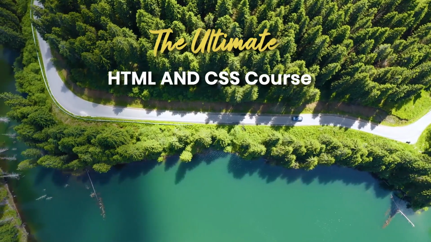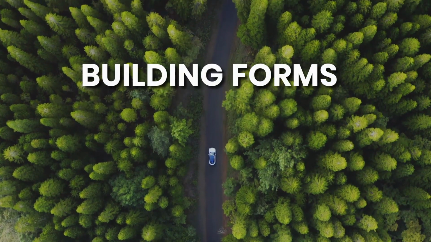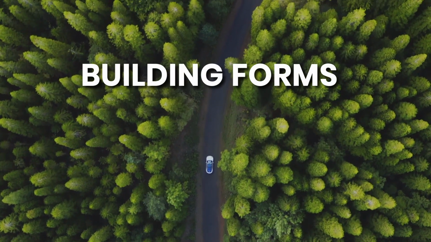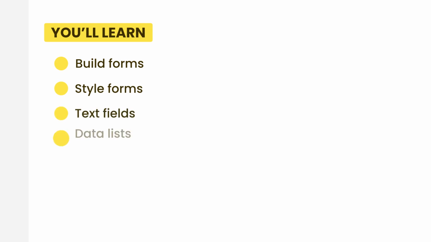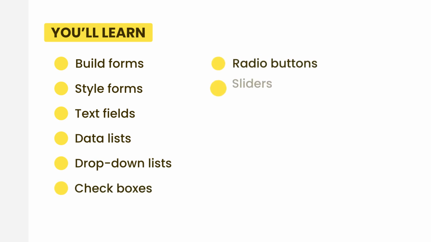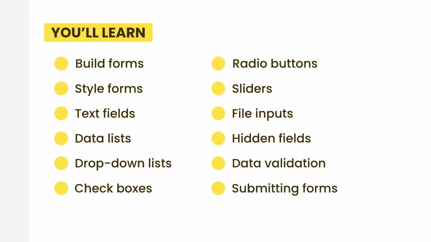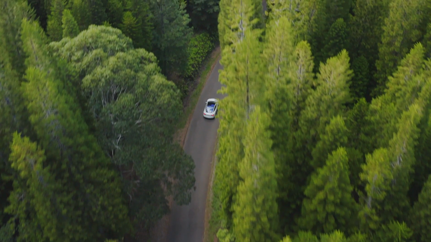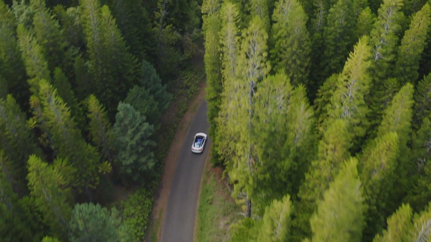Welcome back to another section of the Ultimate HTML and CSS course. In this section, you're going to learn all the necessary skills to build forms. We'll talk about building forms and styling them, as well as all kinds of input fields like text fields, data lists, drop-down lists, checkboxes, radio buttons, sliders, file input, and hidden fields. Then we'll talk about data validation, and we'll finish this section by talking about submitting forms. I'm super excited about this section. I hope you are too. So let's jump in and get started.